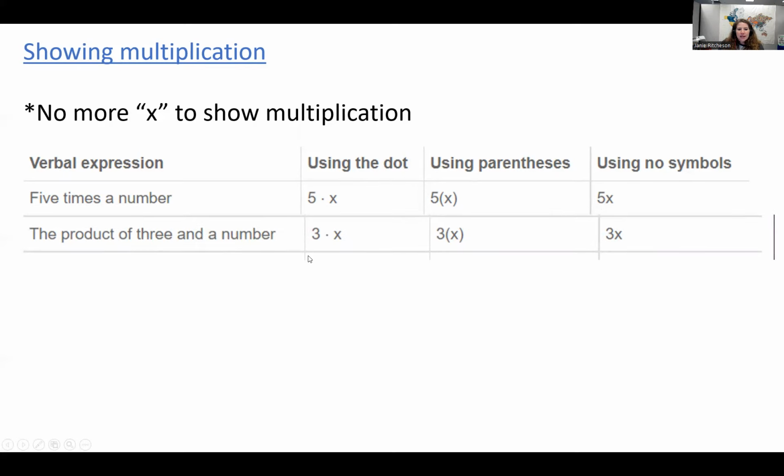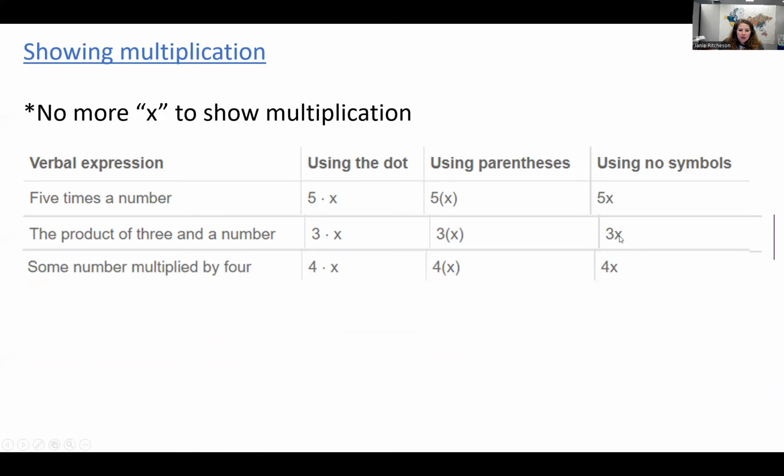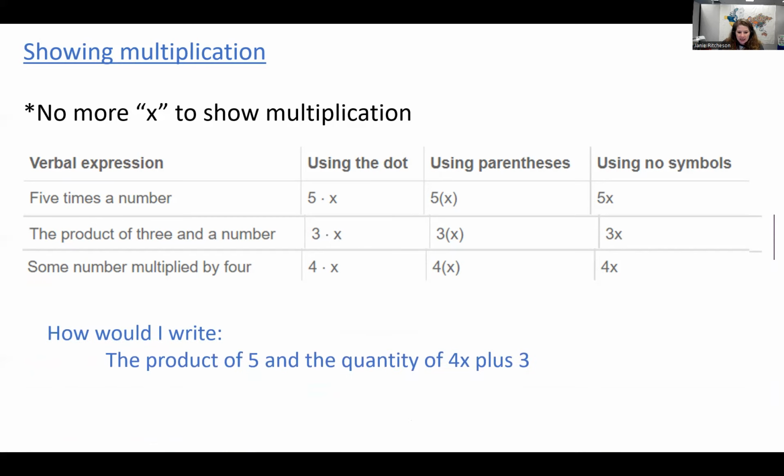The product of 3 and a number, 3 dot x. Here's our parentheses, and this is using no symbols. Some number multiplied by 4. Some number multiplied by 4. We have our examples there. How would I write the product of 5 and the quantity of 4x plus 3? If you see quantity of, that means all of this that's written after quantity of has to stay together, which most of the time that means you have to put parentheses around them.